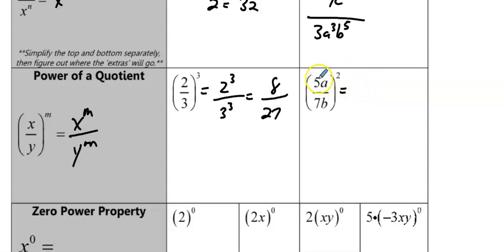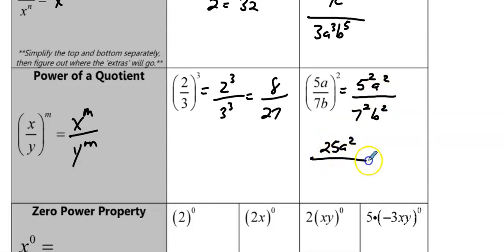Again, 5 squared, a squared over 7 squared, b squared, or 25 a squared over 49 b squared.